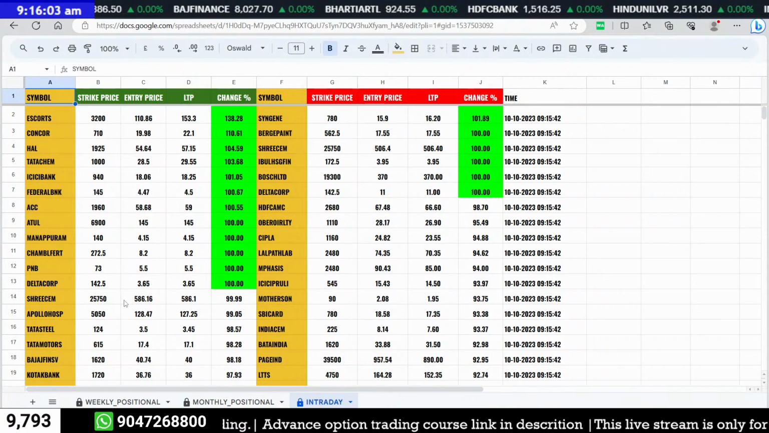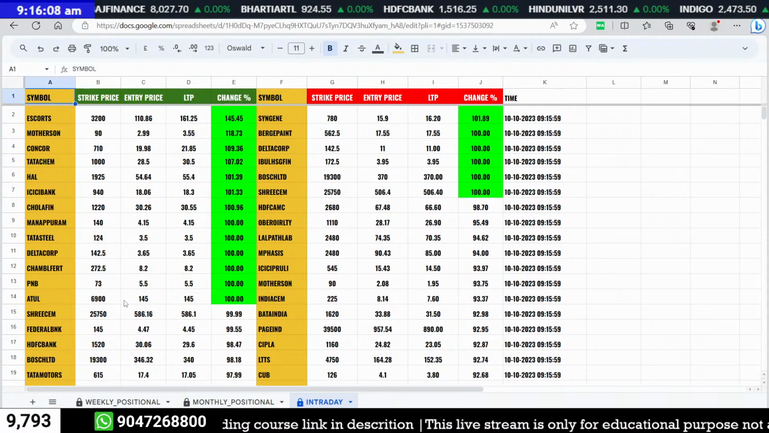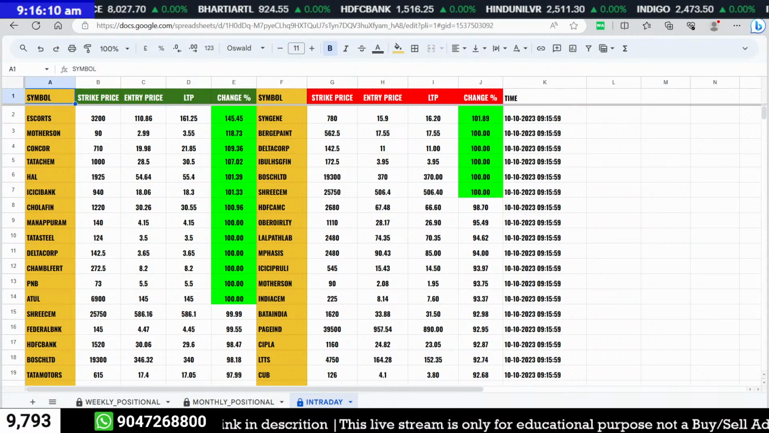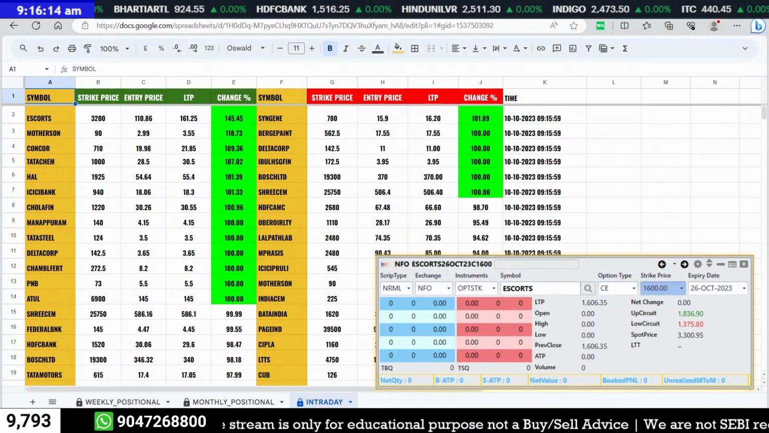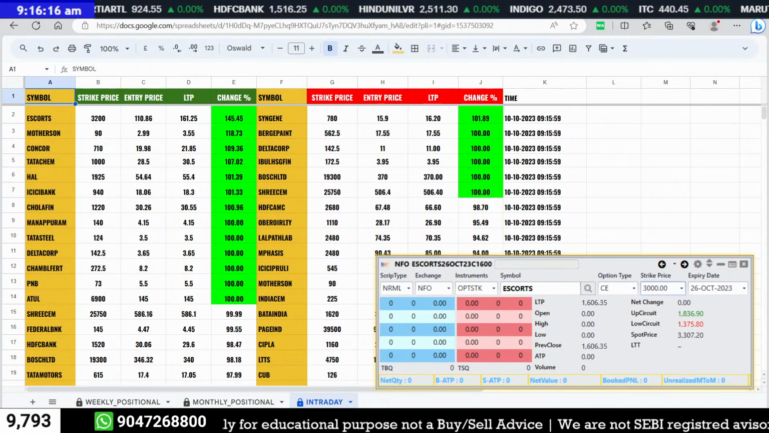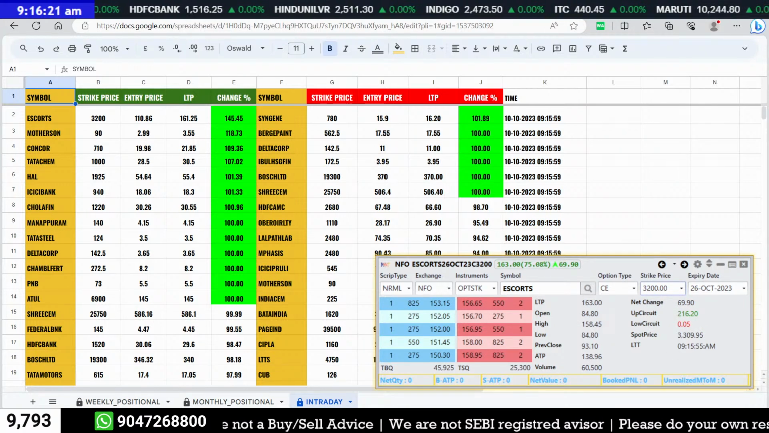Maybe that gap up will continue or reverse back. But look at Escorts, it is very fast. Let me check Escorts 3200. What is the current price? We are not suggesting you take any trades, just look at how the stock is working. 153, 156, there is a huge gap.